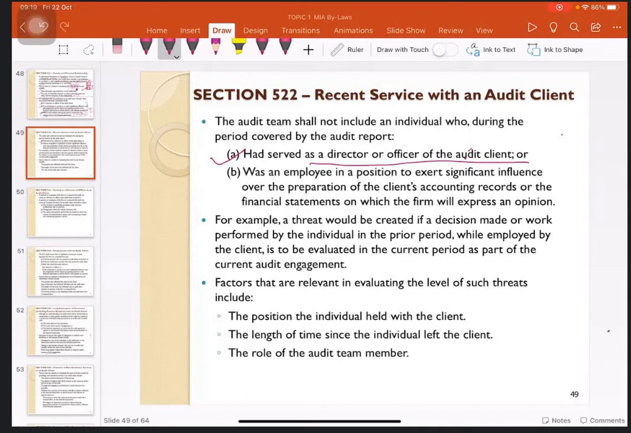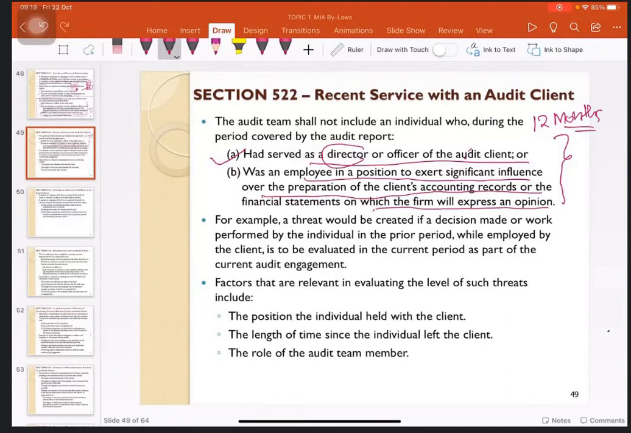Katakanlah bahawa dia dah resign daripada klien tu, dia join audit team, kemudian you tak boleh guna dia to audit that client. Okay, because dia dah pernah jadi director or officer of that client untuk dalam 12 bulan sebelum tu. Okay, so was an employee in the position who has significant influence over the preparation. Okay, bukan saja of directors atau officer, tetapi kalau dia involved in any accounts and finance department, then dia ada significant influence. Okay, this one we need to wait at least 12 months. Okay, after 12 months, barulah kita boleh hantar this individu to audit that client.